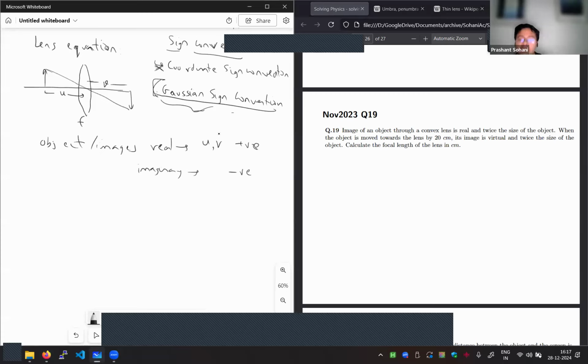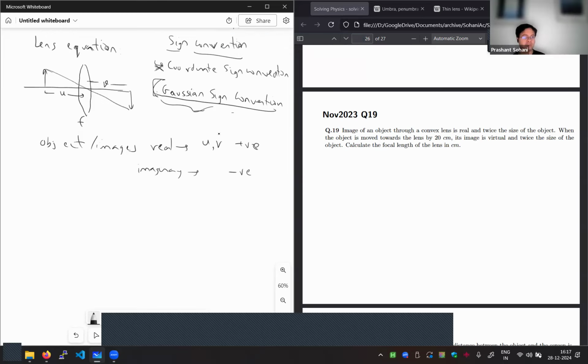Yes, Harish? Sir, if you take different sign convention by different person, then the answer will be different, no? No, it will not be different. The answer will be the same. So if you want, you can do the same question in two different conventions, and at the end, you will tally the answer is the same. Yes. Okay.